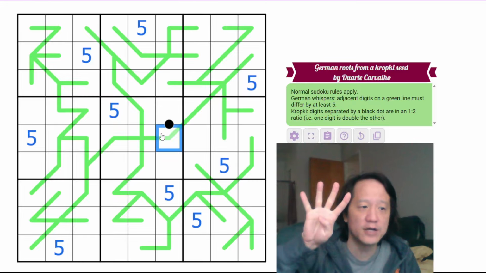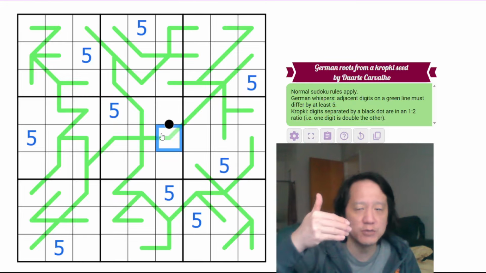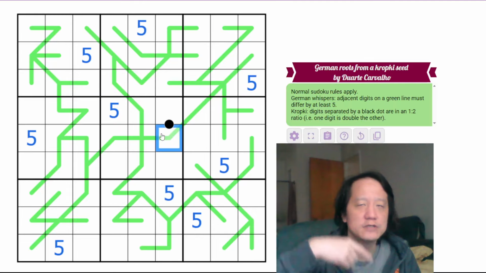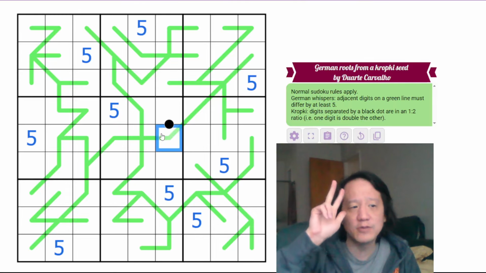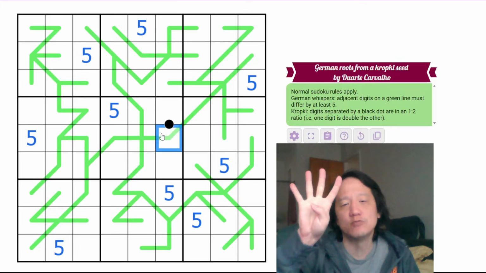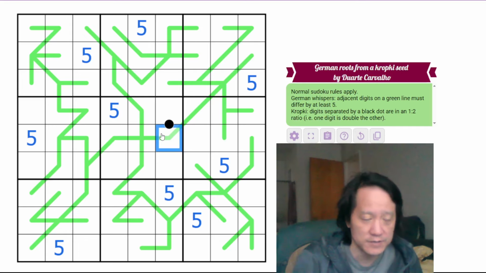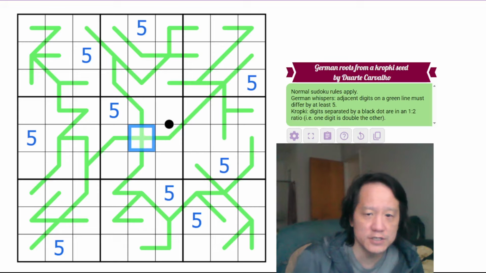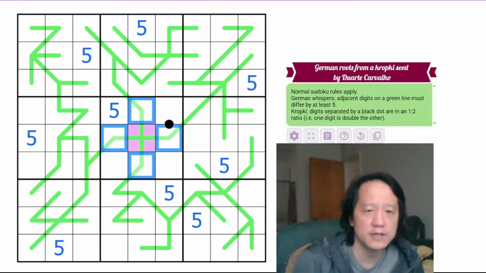And for 6 through 9, which is a high digit, what digits can be next to that? 6 can be next to 1. 7 can be next to 1 or 2. 8 can be next to 1, 2, or 3. And 9 can be next to 1 through 4, which are all low digits. So whatever digit is here, you'll have an opposite set on the other, all the neighbors.